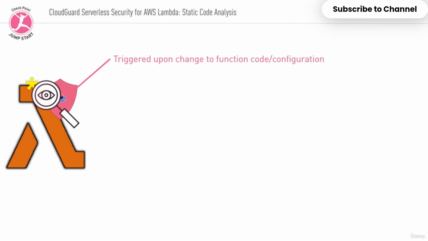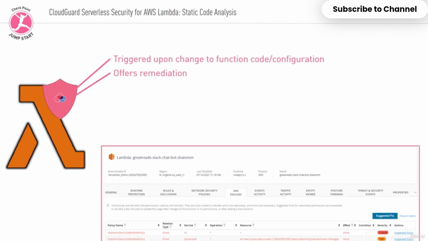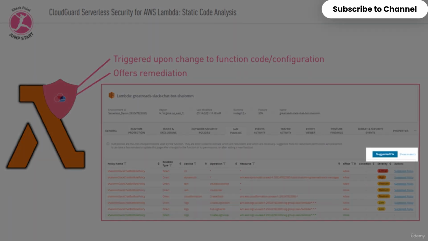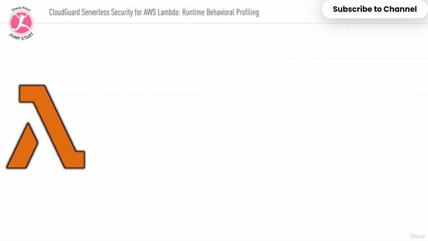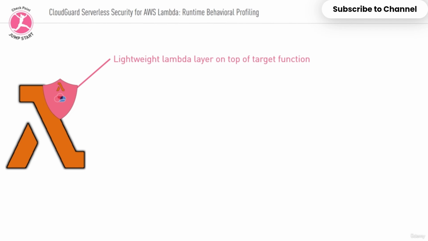Whenever a change is detected in a function's code or in its function configurations, static code analysis kicks in to analyze, detect, and offer remediating actions where necessary. Function self-protection is a lightweight Lambda layer that sits on top of the target Lambda functions to profile their usage and ultimately block malicious attempts automatically.